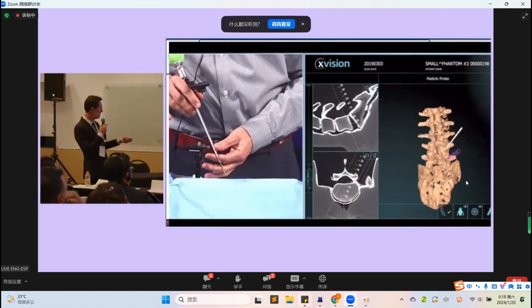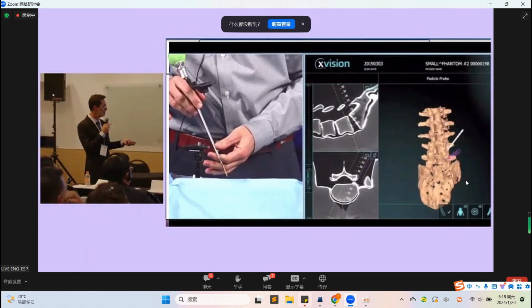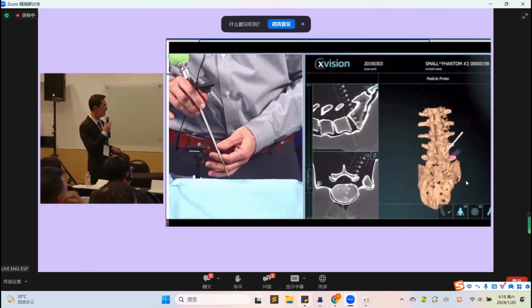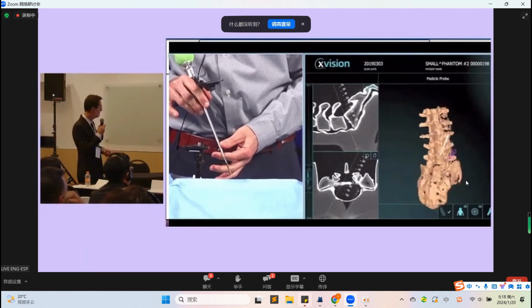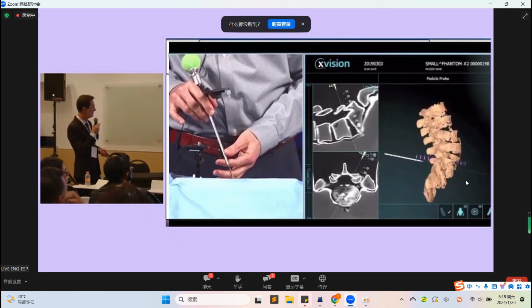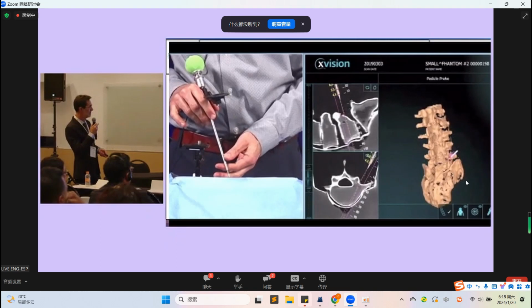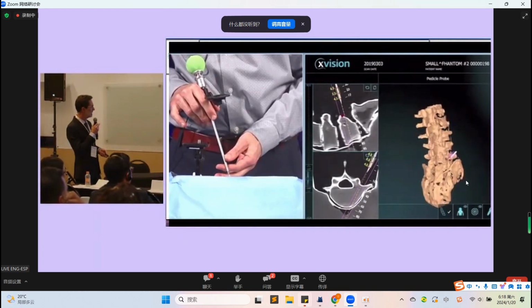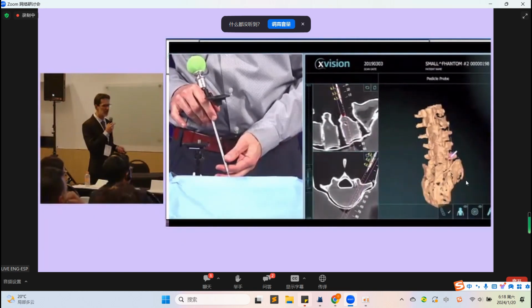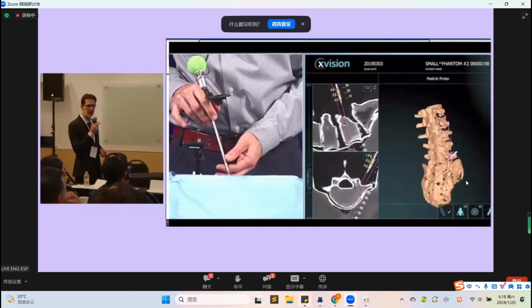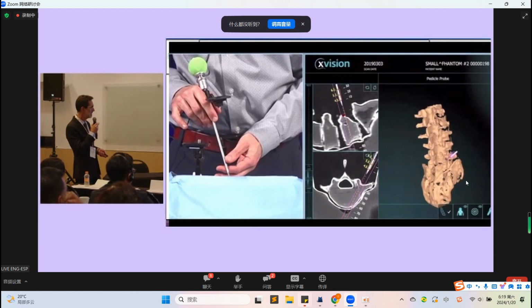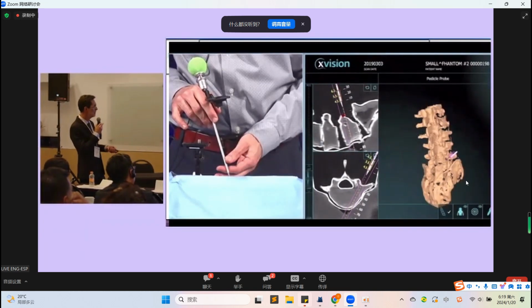After calibration, we can choose your endpoint. X-ray is not necessary. And plan your surgery. And after this, it's possible to perform your surgery without any use of fluoroscopy.